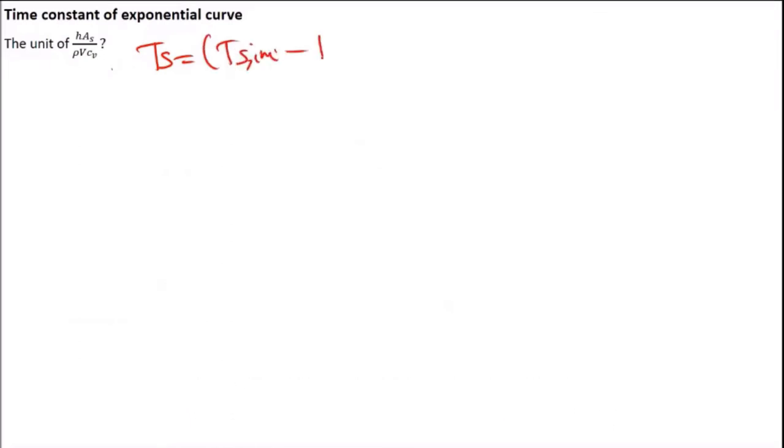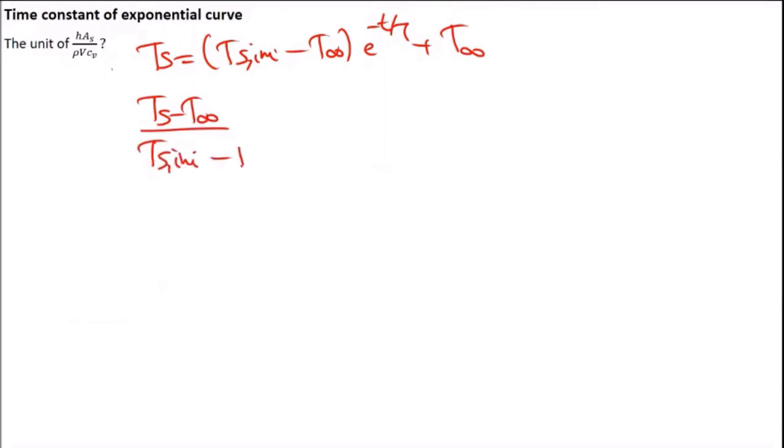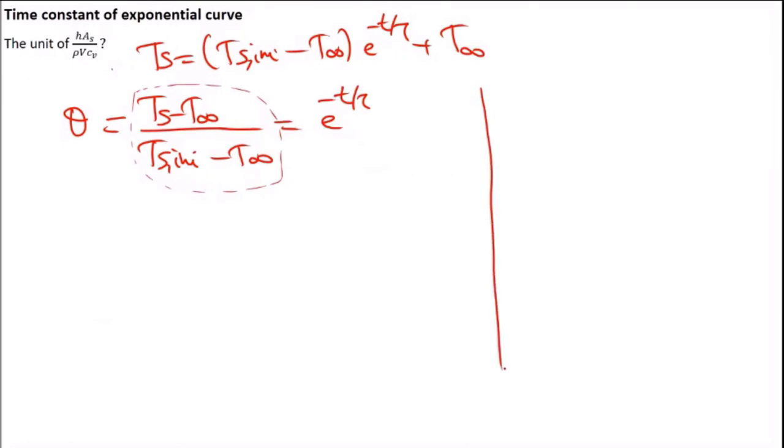So we have Ts equals Ts initial minus T infinity times e to the power of negative t by tau, plus T infinity. Here we have this function, so we will simplify it. Ts minus T infinity divided by Ts initial minus T infinity is equal to e to the power of negative t by tau. We can give a name for this function, which is theta. So I will plot theta versus time.